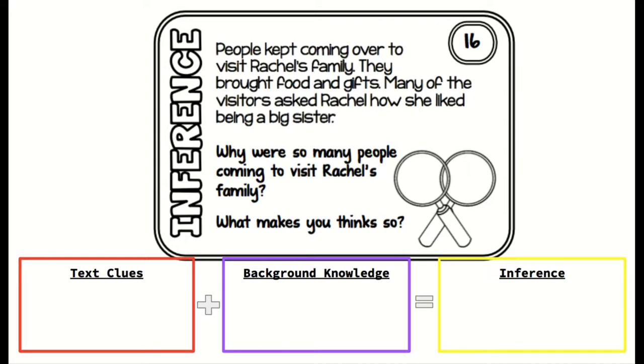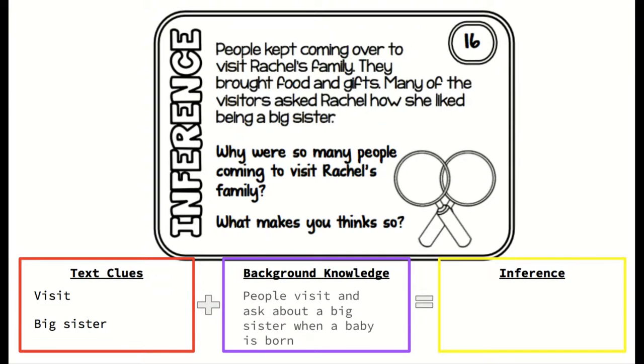So I'm going to use our equation down at the bottom again, text clues plus background knowledge to make our inference. So here are the text clues that stuck out to me. Visit. When I hear the word visit, I think of a holiday or a special occasion. That's usually when my family comes around to visit. Big sister. When I hear the word big sister, it makes me think of siblings. So I know that somebody has a brother or sister, and you usually don't ask about a brother and sister that often. So that took me to my background knowledge.